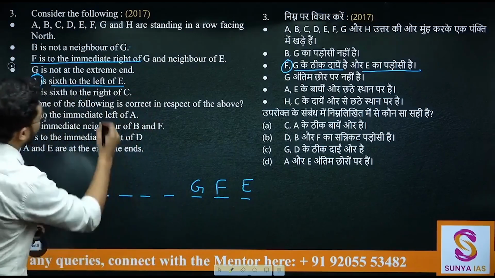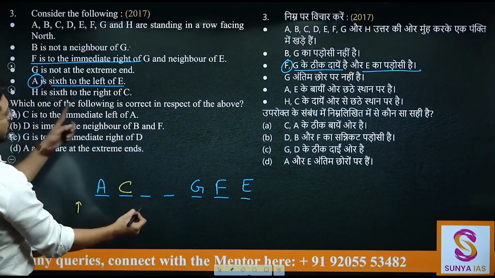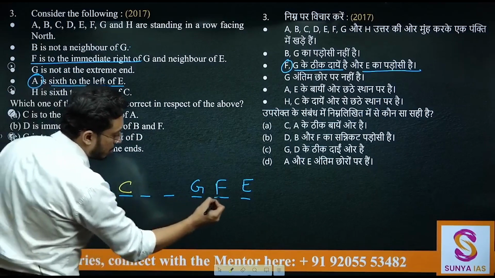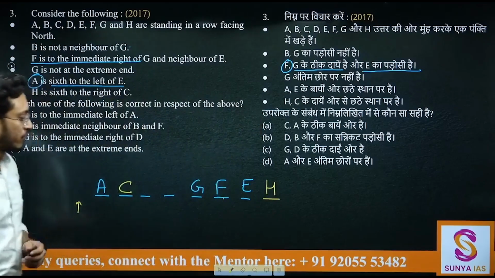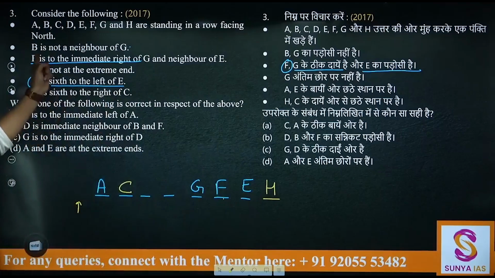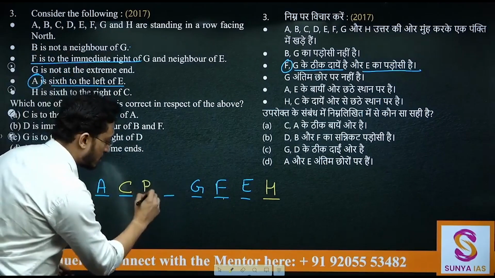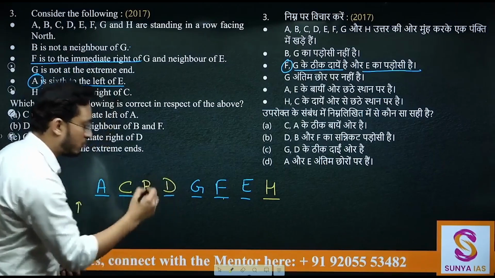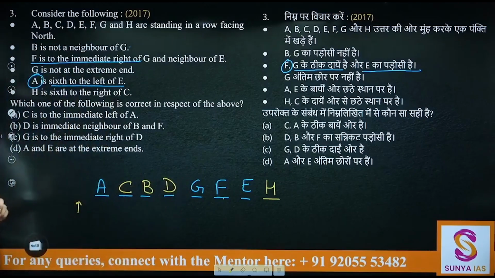So what if C is here? If C is here, that means 6th to the right would be 1st, 2nd, 3rd, 4th, 5th, and 6th. So this is the place where H is sitting. Now we have this much information. Also, it was given that B is not the neighbor of G. So B is not near to G. So this place goes to B. This place goes to D. So this is how we have made the sitting arrangement of this.